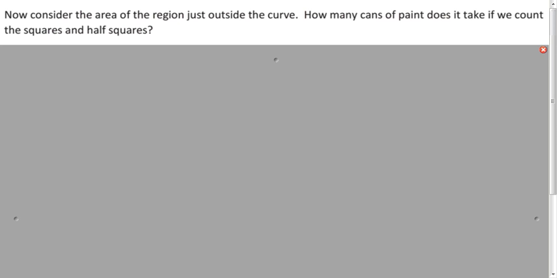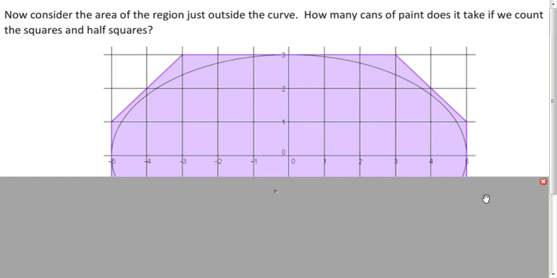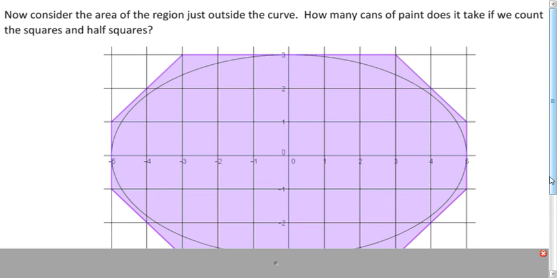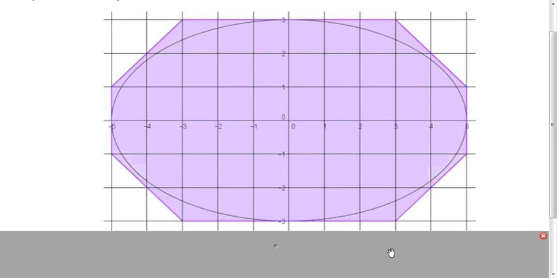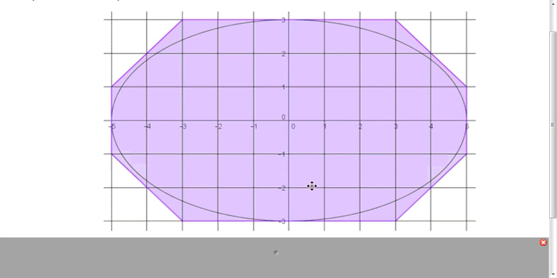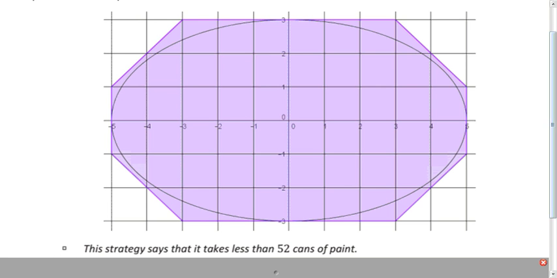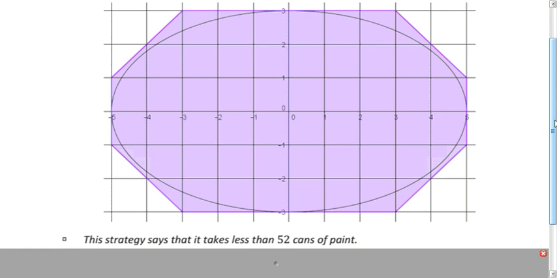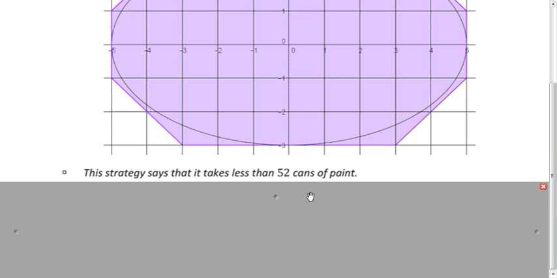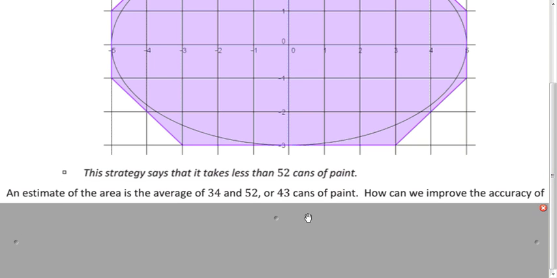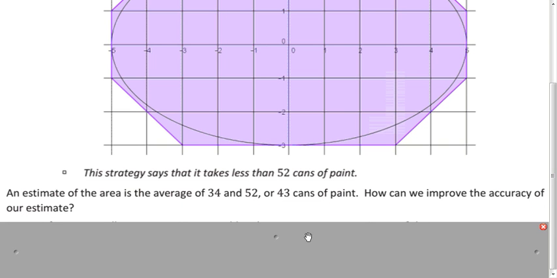So what if we did it the other way around? What if we went with upper approximations? So in this case, we're going to cover as much as we can without going too far away from our ellipse. And how many cans of paint would this take? Well, if you counted carefully, you would have 52 cans of paint. So in order to get an approximation, we can take the average of our two answers, and that would be 43 cans of paint. Okay, but we could do better than that.